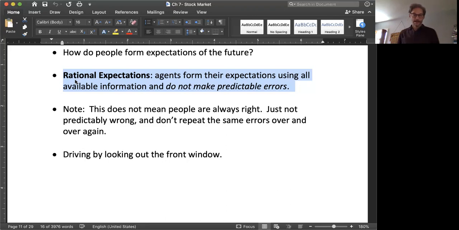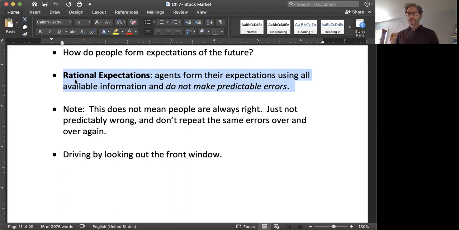So, an example of irrational behavior would be driving your car by looking out the back window. That's irrational. Why? Because you are making predictable mistakes. If the road curves and you go straight because you're looking out the back window and the road looks straight out the back window, well, that's a mistake that you could have avoided. That's irrational behavior. Rational behavior is looking out the front window and using what you see with your eyes to predict what's going to happen.